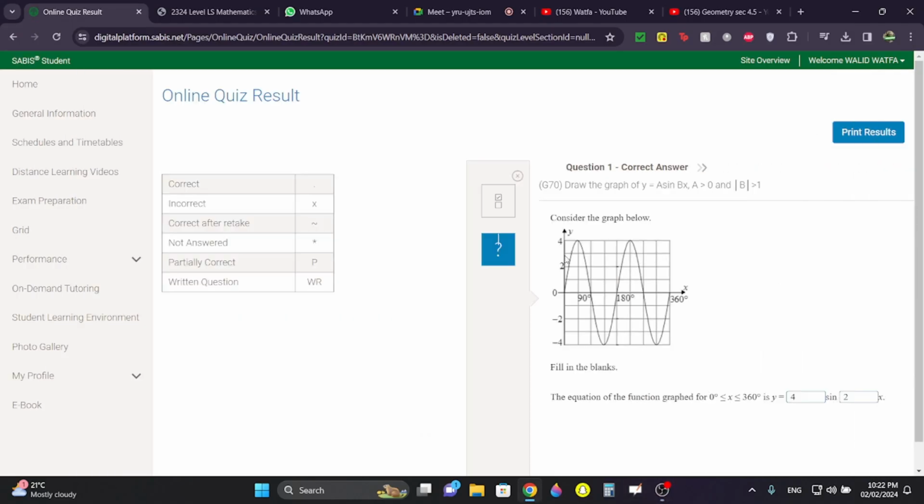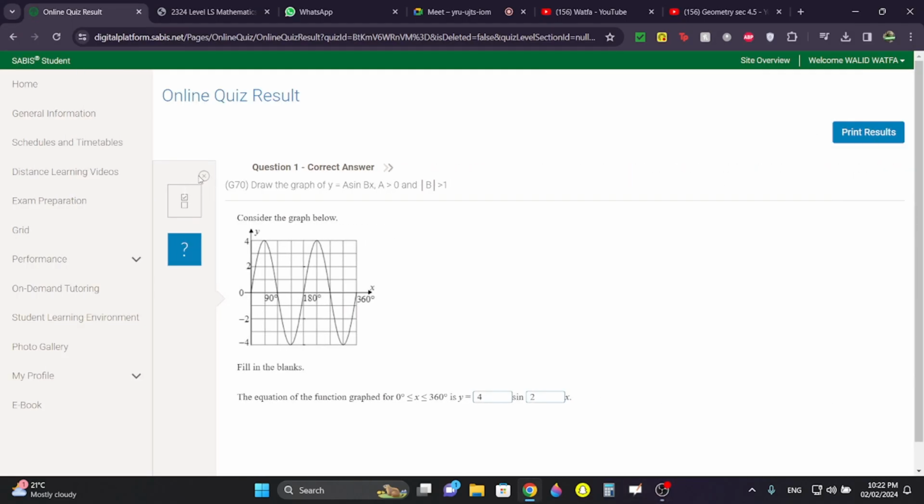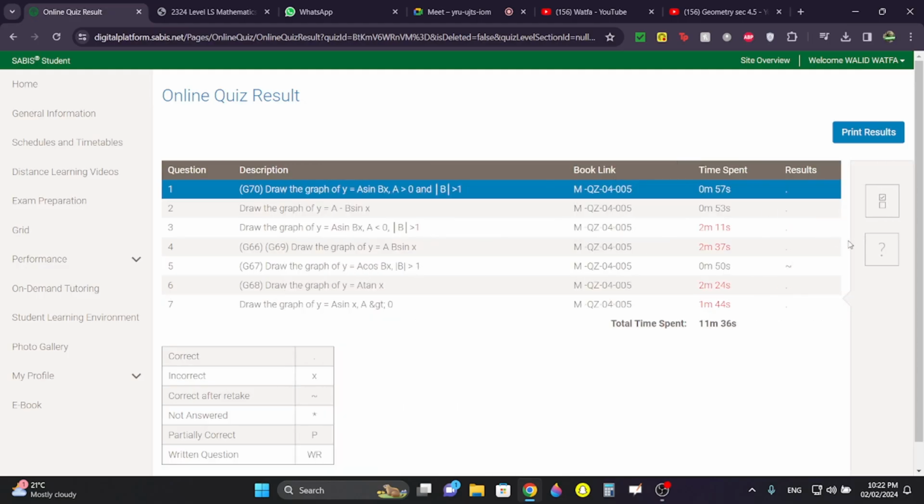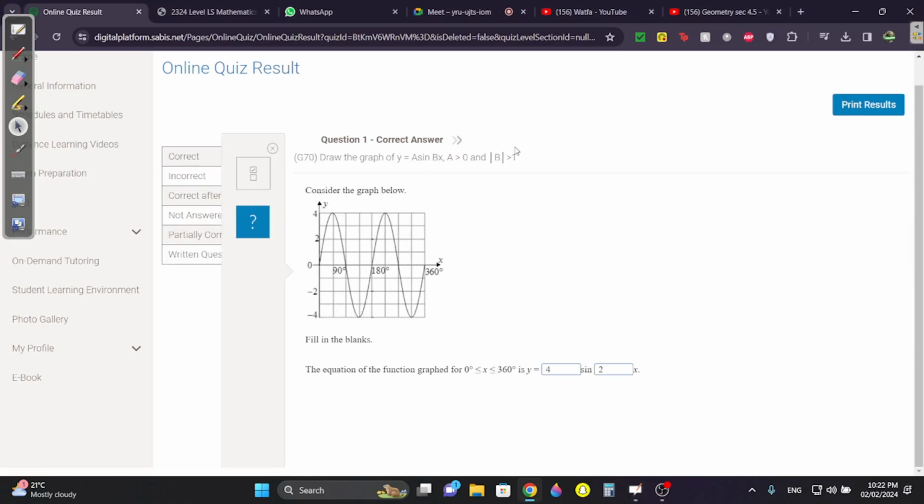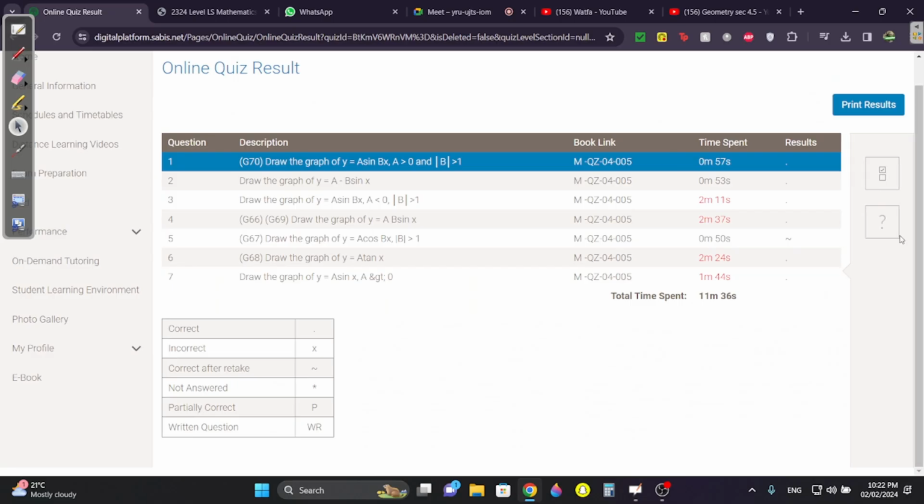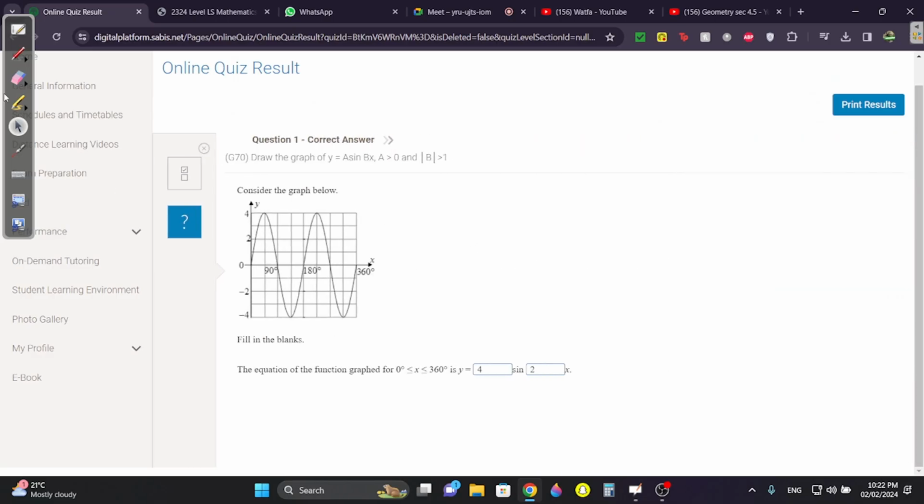Okay, this is geometry periodic. This recording will have chapter 4.5 to 4.8. I think, yeah. This is 4.5. It's about the sine, tan, cosine, and this stuff.